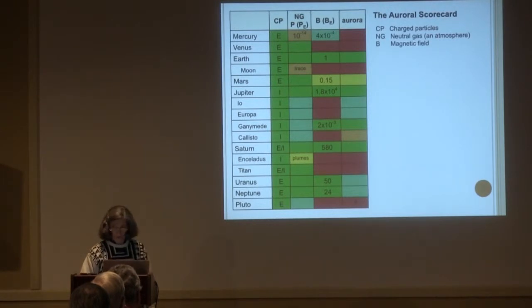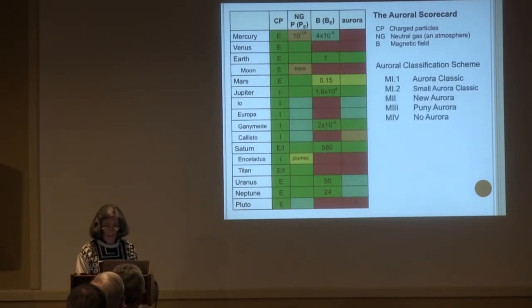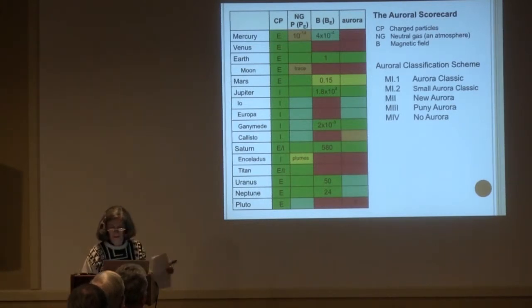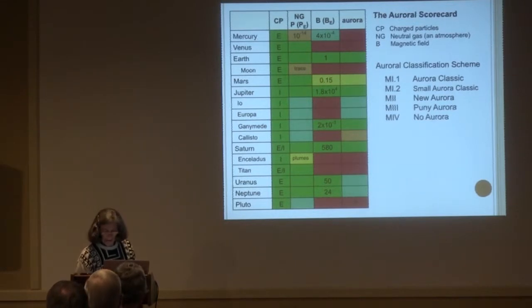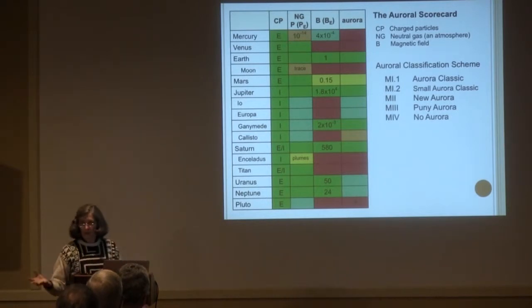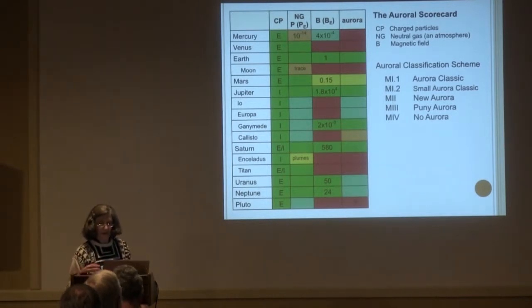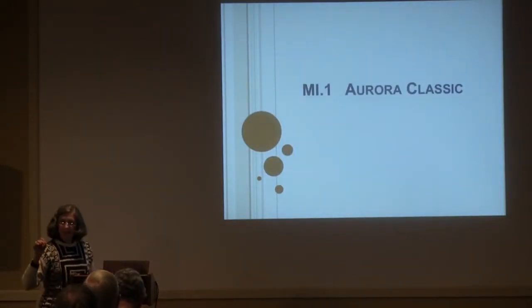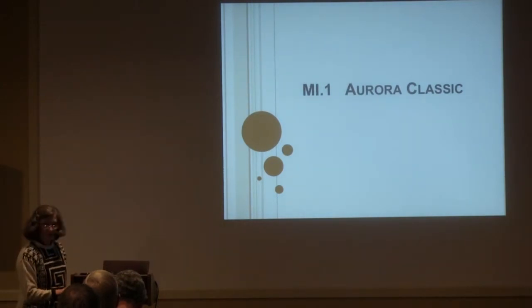Now, instead of going from Mercury out and starting with something that's kind of boring, I took the invited speaker's prerogative of inventing my own classification scheme, and using a typical scientist's hubris, I used my own initial as the organizing letter. And so I'm going to organize it by Aurora Classic, which you're all familiar with, and then a small new class of Aurora Classic, New Aurora, and then Puny and No Aurora at the end if I have time.